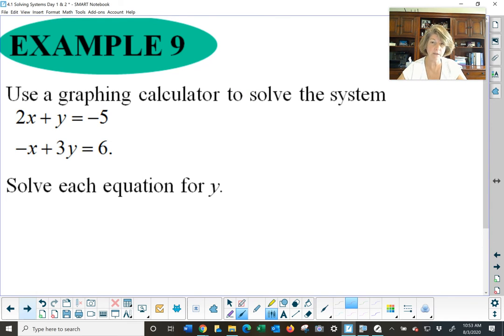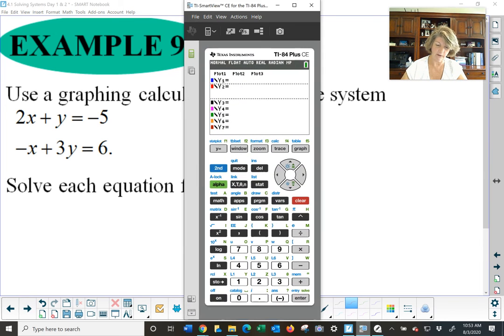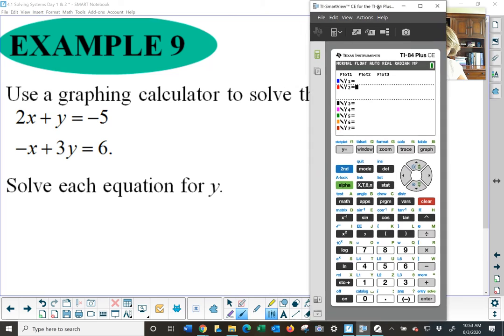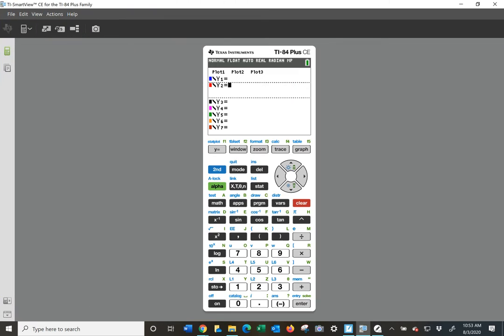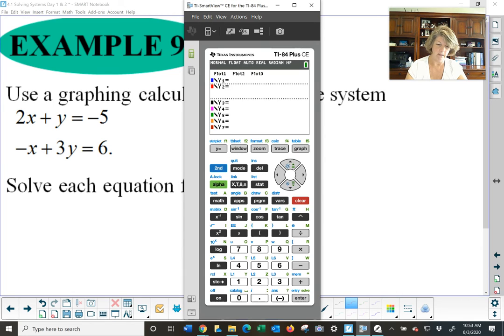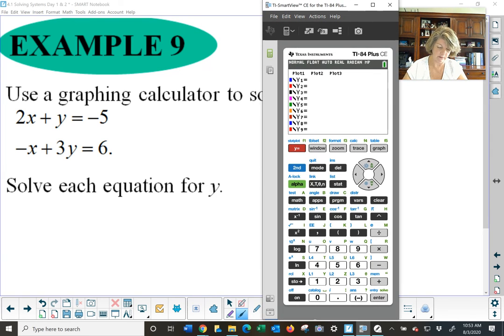Example 9 says, use a graphing calculator to solve the system. So you dig out your graphing calculator. I got mine. And here we go. What I want you to do, you were probably at your home screen like that. Hit your y equals key. Let's key in the equation. Oh, but we got to have it for y equals, don't we? So let's transfer this over.